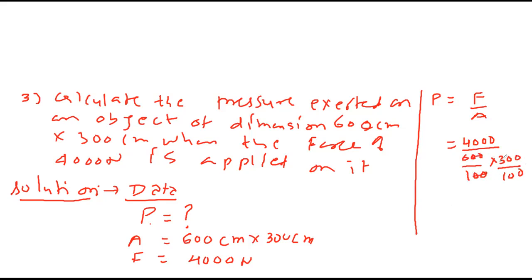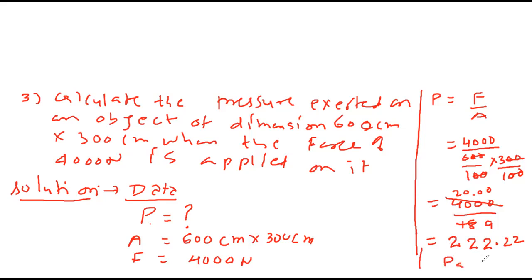So 4,000, two zeros cancel with two zeros. So 4000 upon 80... 18. 2 into 9 is 18. This will be 2000. Nine twos are 18, 2 remainder, and 2 will come again, 2 2 2 2. So this is 222.222 Pascal or Newton per meter square.